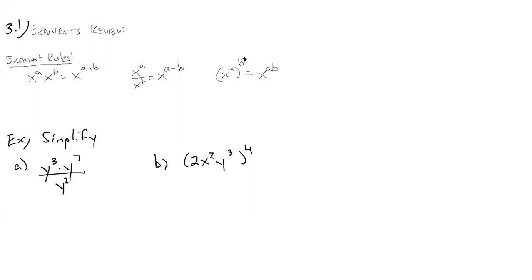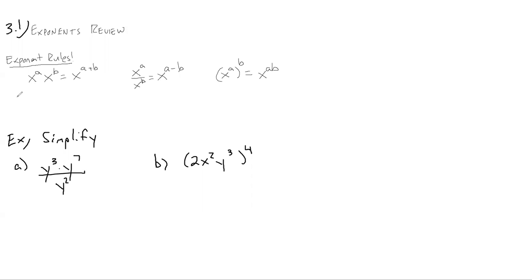All right, we're going to ease our way into the chapter on exponentials by doing a little bit of review of the rules, because everything that we're going to learn about exponentials is going to kind of reverse a lot of these rules. So just a reminder of the rules, we have the multiplication rule, and that is that if we have x to the a times x to the b, we get x to the a plus b.